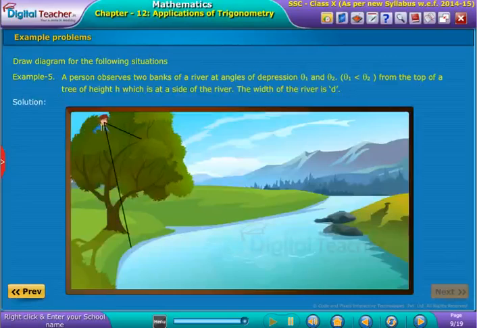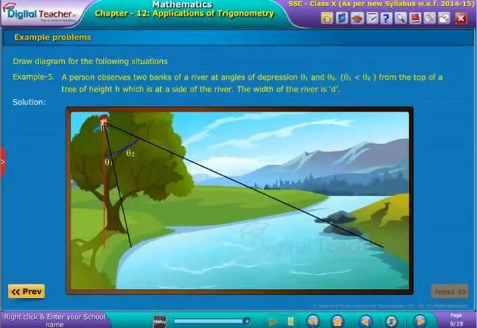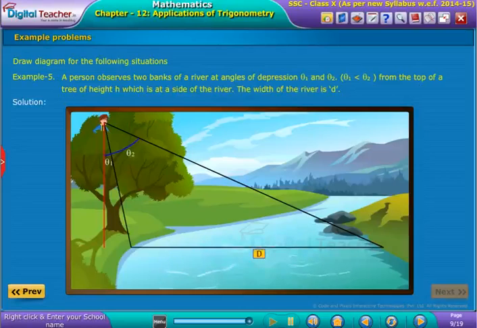Solution. Given that theta 1 and theta 2 are the angles of depression from the top of a tree to the two banks of the river, with theta 1 less than theta 2, and also given d as the width of the river and h as the height of the tree, the diagram representing the above mentioned situation is as shown on screen.